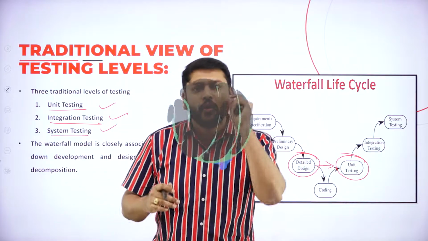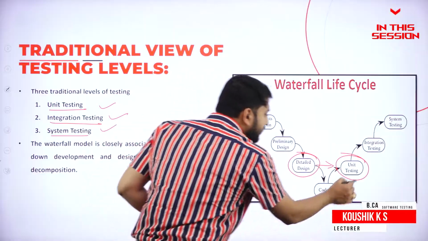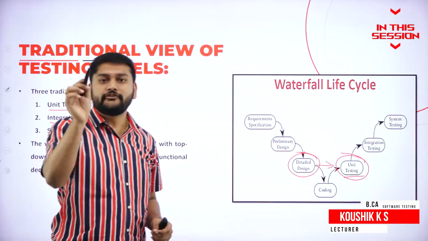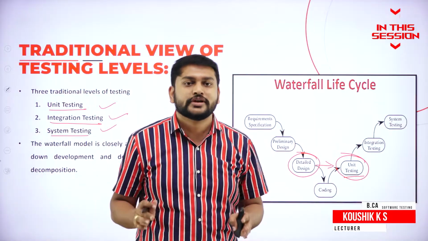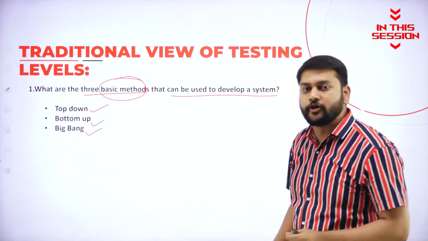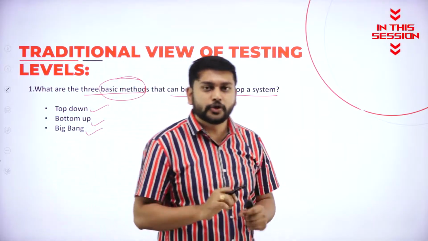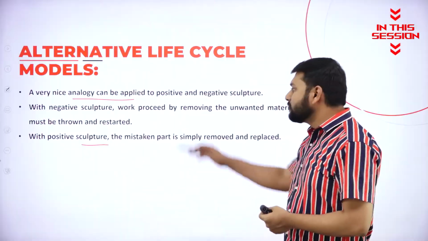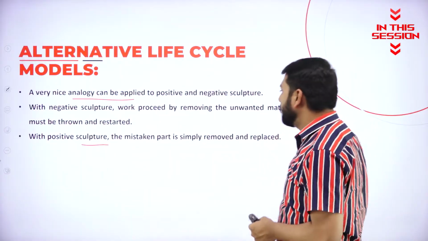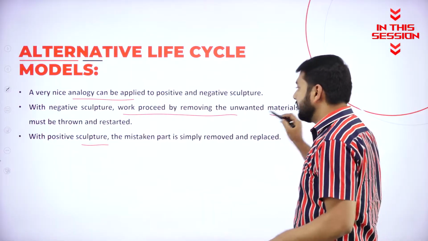So if you are testing only the login page or only the login module, you will call that a unit testing. You are testing only one unit for its accuracy. I have three different approaches to develop any software. So what exactly are they? Top-down approach, bottom-up approach, Big Bang approach. When it comes to the negative sculpture, the work proceeds by removing the unwanted materials.